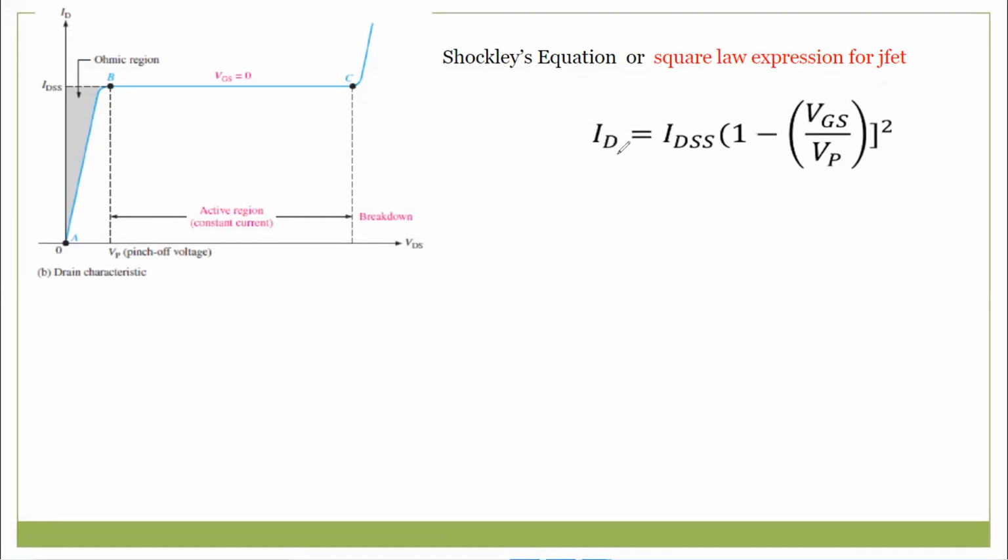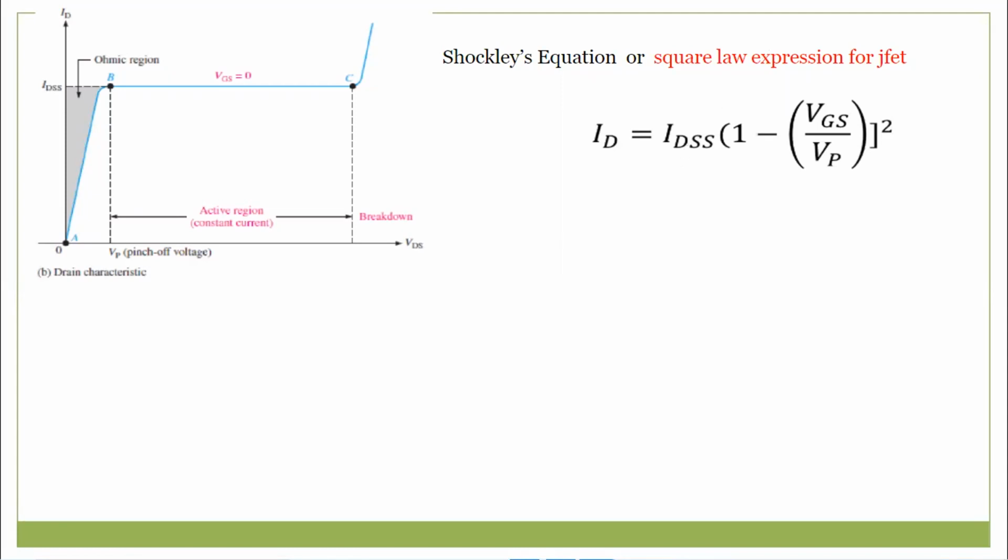ID is nothing but drain current. IDSS is nothing but drain to source saturation current with gate shorted, and VGS is nothing but gate to source voltage. VP is nothing but pinch off voltage, whole square. So this is the equation I'm going to use to find the drain current, and IDSS we can find out.